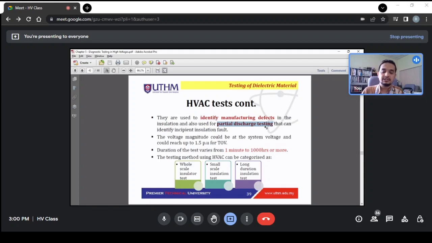So other than that, we need to know the manufacturing defect. If the partial discharge activity within the insulator is very high, we know there is a lot of void inside the insulator, and we can declare that the insulation material is defective, and we can return it to the manufacturer. Now we are going to see what is the difference between whole scale test, small scale test, and long duration test. Why do we need them?